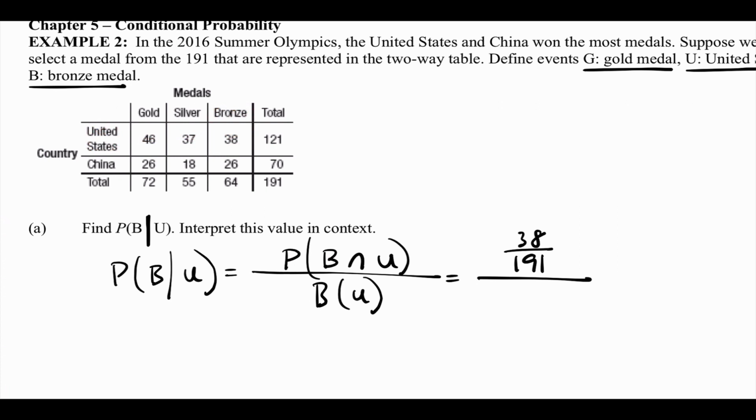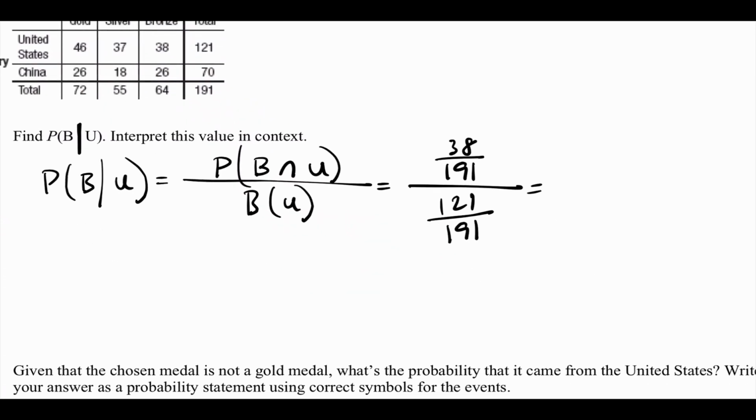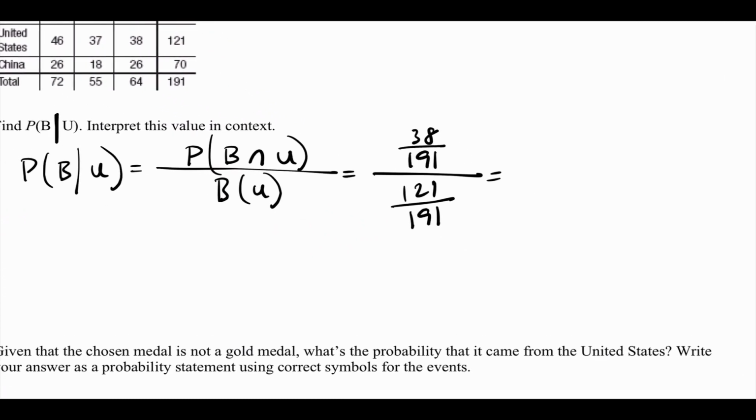All right, now the bottom. The probability of someone from the United States: 121 over 191. Okay, so don't round until the end.